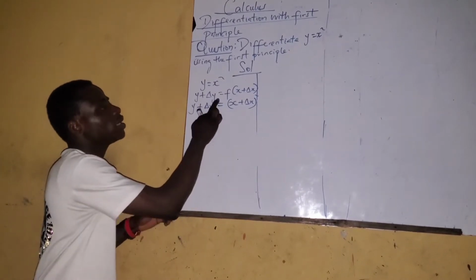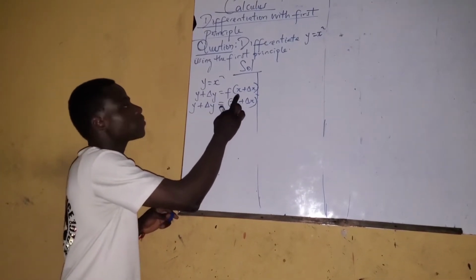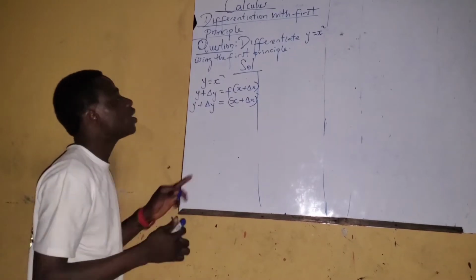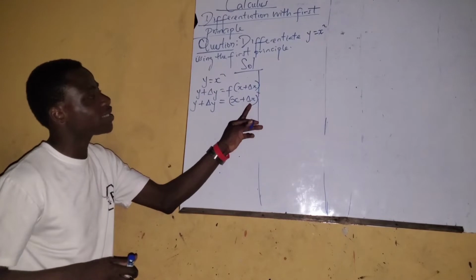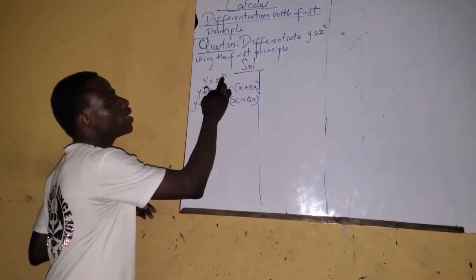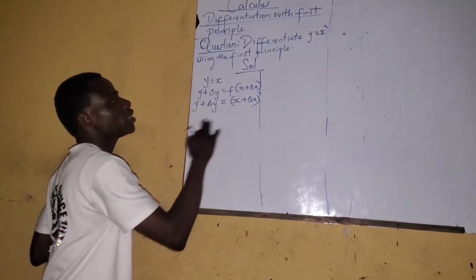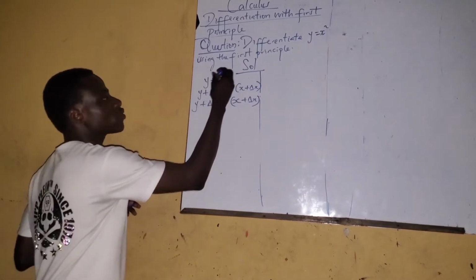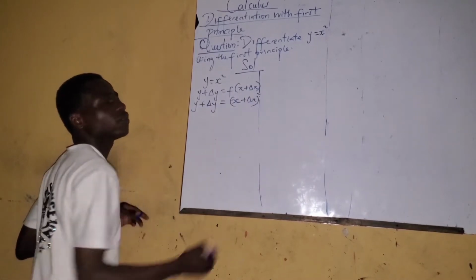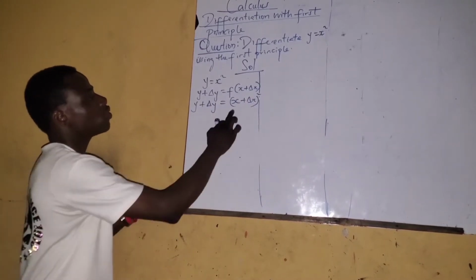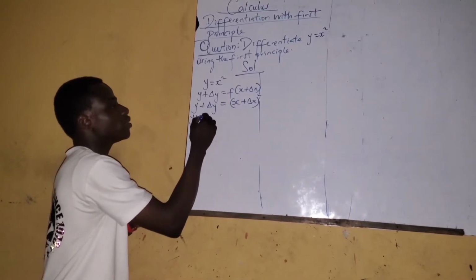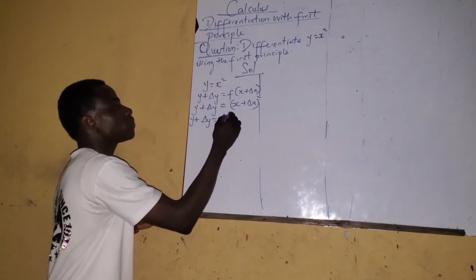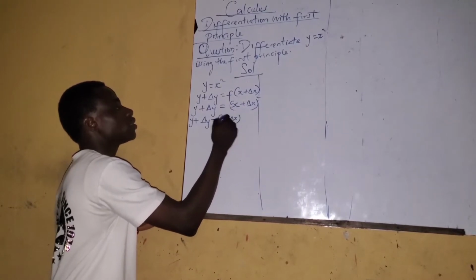So we say y plus delta y equals the function of x plus delta x. So anyway, we will be calling our x, x plus delta x. When there is a square here, I put square. If there is no square there, there will not be a square here. So the next thing now is to expand this, x plus delta x times x plus delta x.